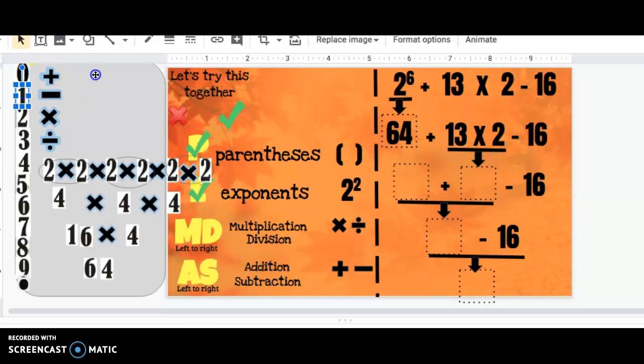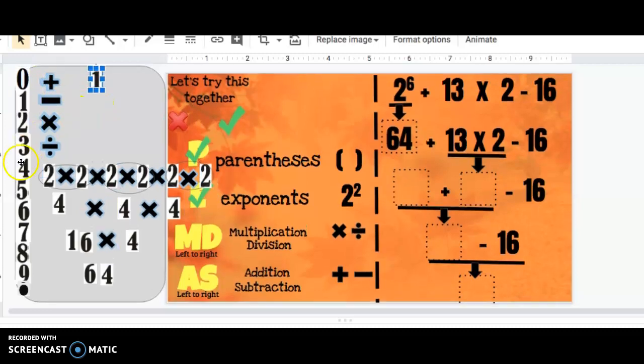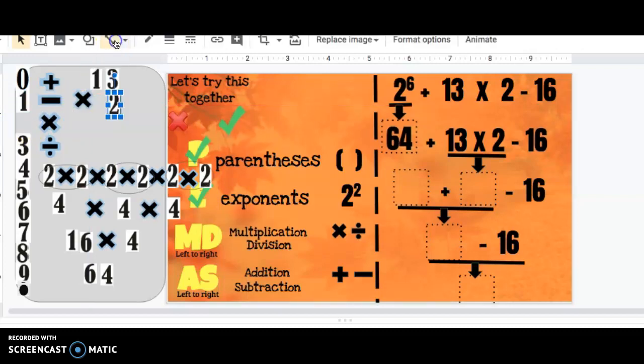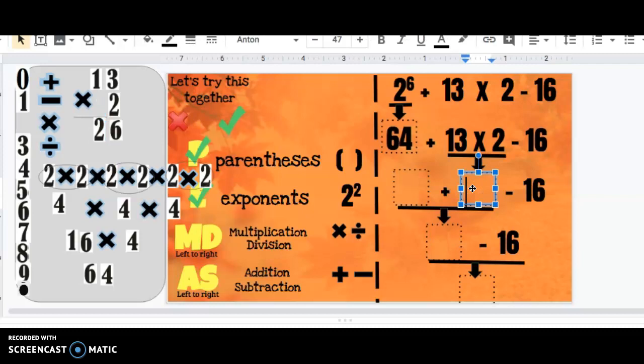So I'll do 13 up here, times 2. I'll draw my line. 2 times 3 is 6. 2 times 1 is 2. So you get 26. So in the box for 13 times 2, I'm going to put a 26.